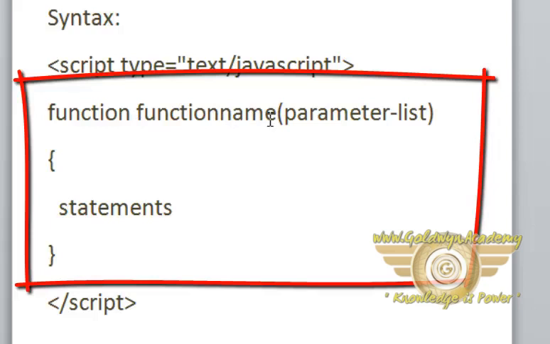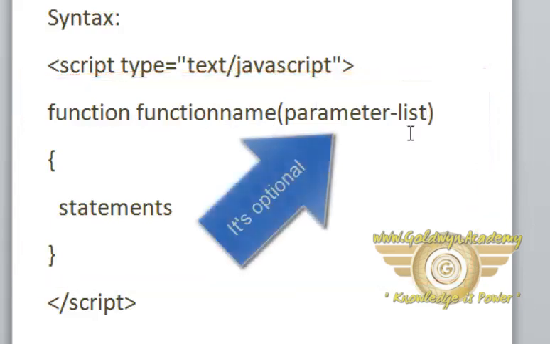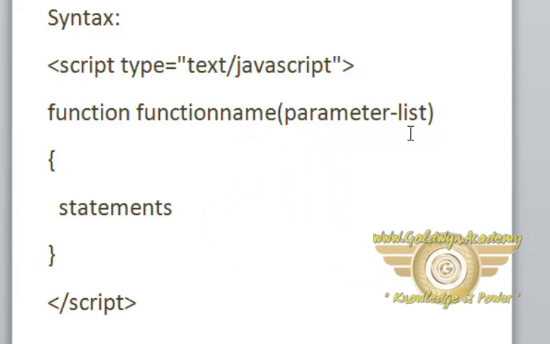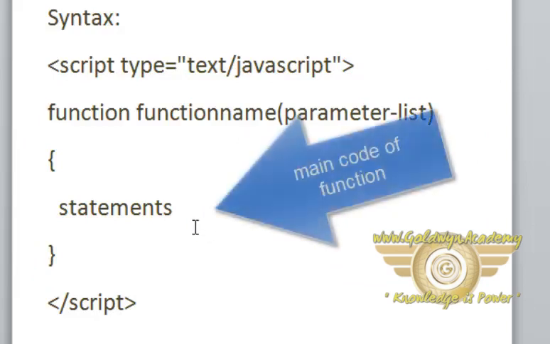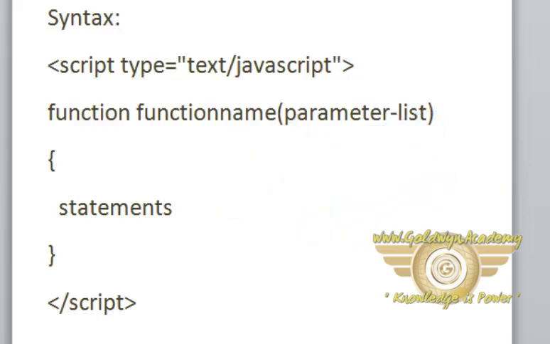Here, function name is the name of function, followed by the parameter list. In this list, we can pass any value if we want to pass it into function. It may be null or blank. Statements contain the code which is used to perform any task. Let's see one example for this type of function.